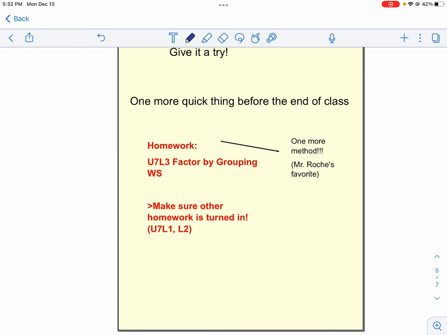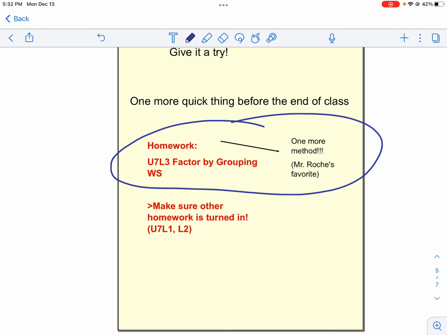So remember that we have the same homework, Unit 7, Lesson 3. I'm going to offer one more video on my favorite method, the box method. If you have already have that finished, make sure your Lesson 1 and Lesson 2 homework is in. And then enjoy the rest of class.